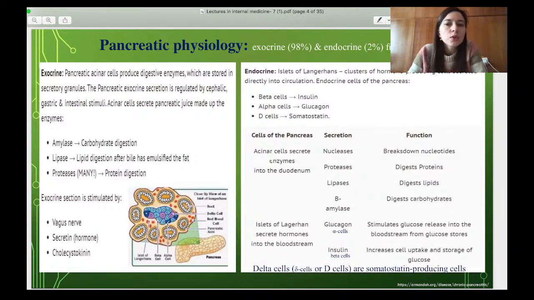And what about endocrine function? Islets of Langerhans, clusters of hormone-producing cells, secrete directly into circulation. Endocrine cells of the pancreas: beta cells produce insulin, alpha cells produce glucagon, and D cells produce somatostatin.